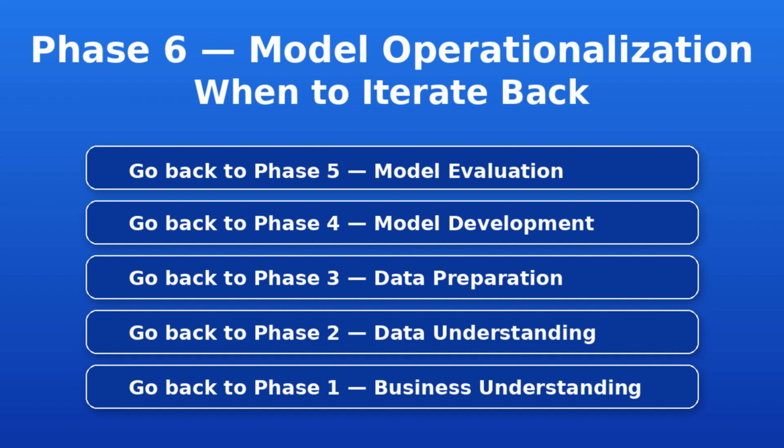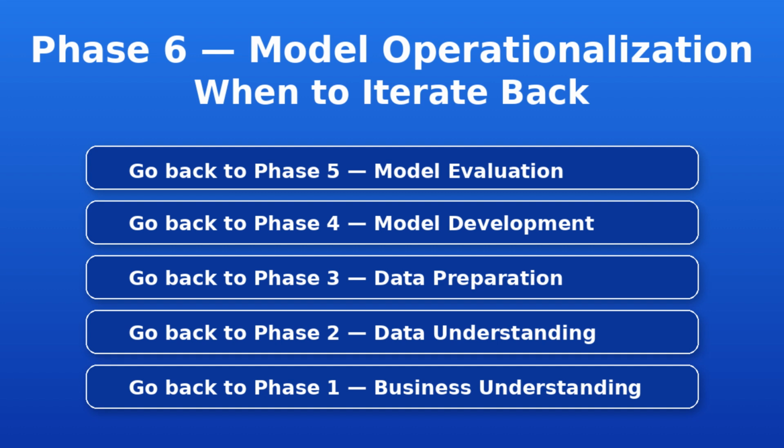You are currently in phase 6, which is model operationalization. You can go back to phase 4, which is model development, under certain circumstances. What are those circumstances? Let's say the model is not performing well in the real world due to model implementation performance limitations, or you have fine-tuned a foundation model but it requires further fine-tuning for better performance, or you want to improve the prompts for better performance. During these circumstances, you can go back to the model development phase.